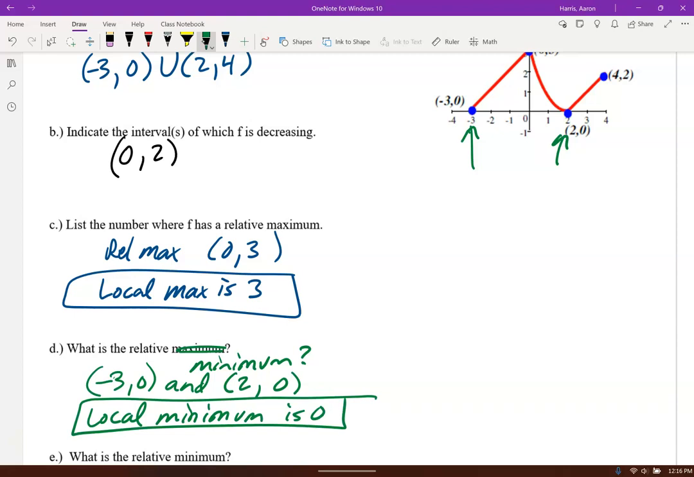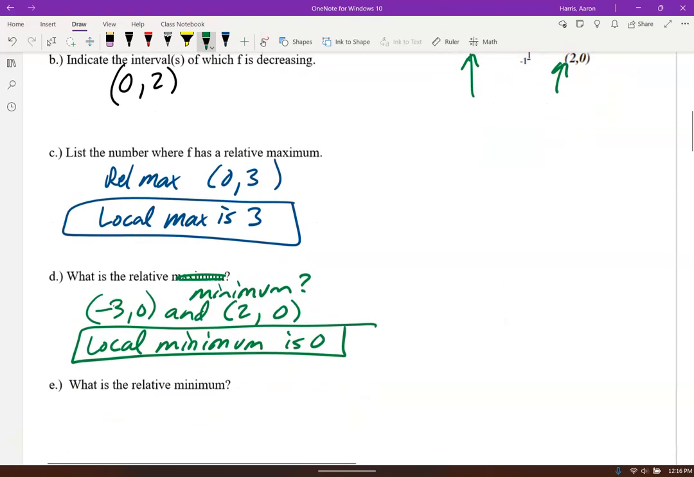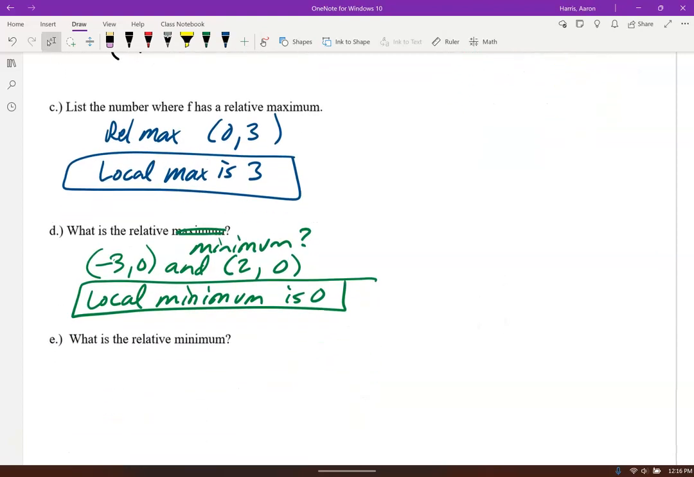So if they ask you for a point, give them both points. If they ask you for the actual local minimum or relative minimum, give them the y value. So what is the relative minimum? Relative or local min is 0. All right, let's move on to another one here.